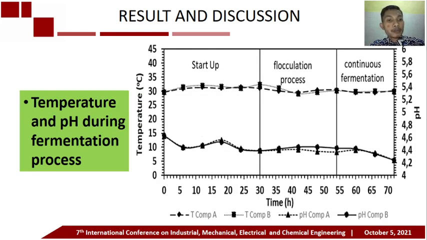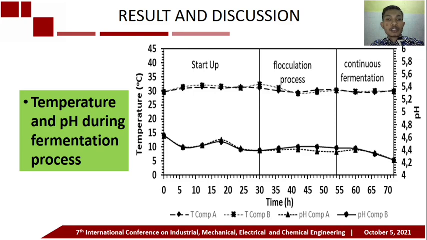Temperature and pH during fermentation process. From this graphic, we can know the incubation temperature is relatively constant. It starts from 29.6 degrees Celsius and increases to 32.2 degrees Celsius at the end of the startup process of 30-hour fermentation. When in situ flocculation starts from the 30 hours of fermentation, the temperature moves down to 30.1 degrees Celsius at 54 hours of fermentation.